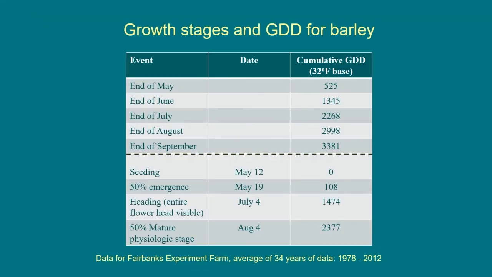In this example using barley, researchers tracked the number of days from planting to 50% seedling emergence, 50% heading or flowering stage, and 50% to physiologic maturity stage. The physiologic maturity stage is when seeds are mature enough to germinate. This stage can be days before the actual harvest date, but it's easier to quantify.